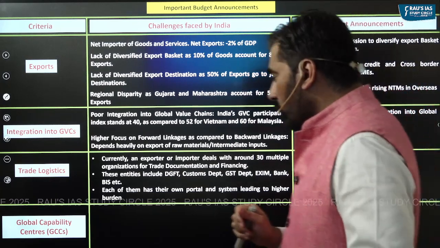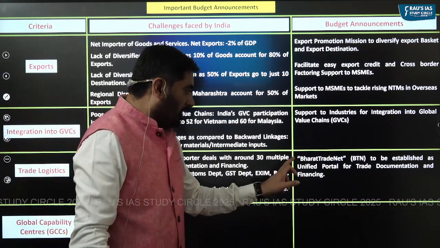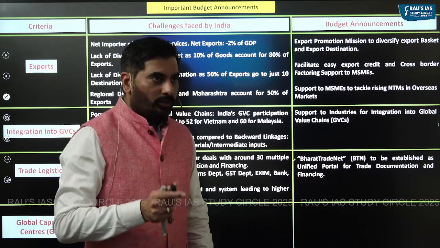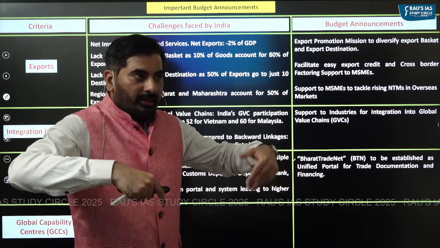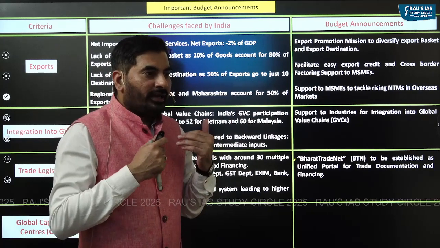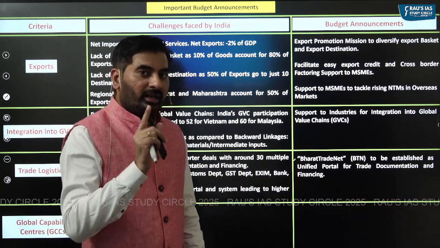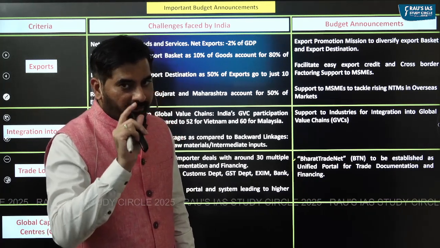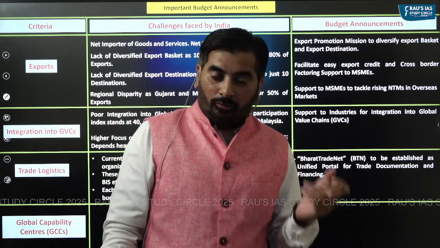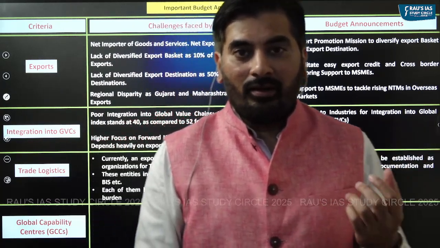So to solve this particular problem, the finance minister in this year's budget has said that the government will be launching a unified portal called Bharat Trade Net. So how is it different? Until now, an importer or exporter would have to file either for trade documentation or to get loans on different platforms. Now, instead of getting approval from multiple platforms, they will get the approval from one single platform. And this is going to be like a one-stop solution for the people involved in trade. This is a very good development when it comes to promoting ease of doing business. And I would say that this is an important component of systematic deregulation, which the Economic Survey has been highlighting.